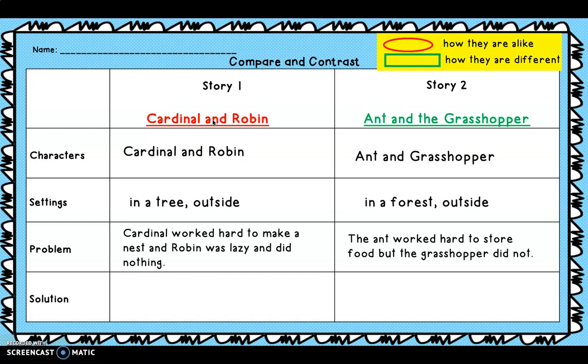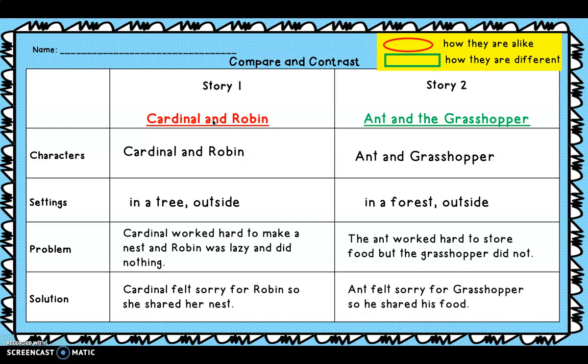Now, how did the characters solve their problems? Well, in the cardinal and the robin, Cardinal felt sorry for Robin, so she shared her nest. She was really sweet and kind. And in the ant and the grasshopper, ant felt sorry for Grasshopper, so he shared his food.